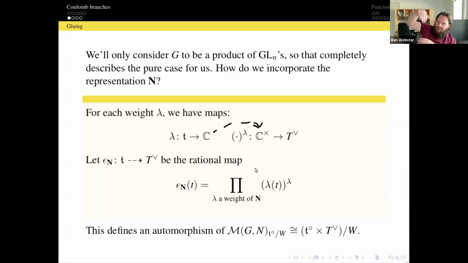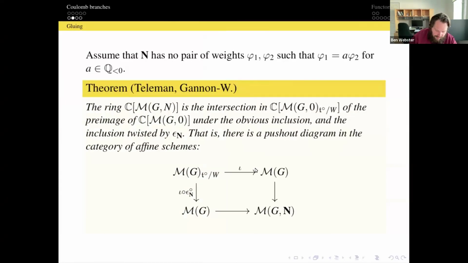All right, so what I'm ultimately going to do is I'm going to be saying I want to take 2 copies of this guy and identify them using this automorphism. And then when I go to one of these boundary divisors, that identification isn't going to work. Okay, so I'm going to have to make a weird assumption on my representation that I don't have any pair of weights such that I get one from the other by multiplying it by a negative rational number. So lots of representations satisfy this property. Lots of representations do not satisfy this property.